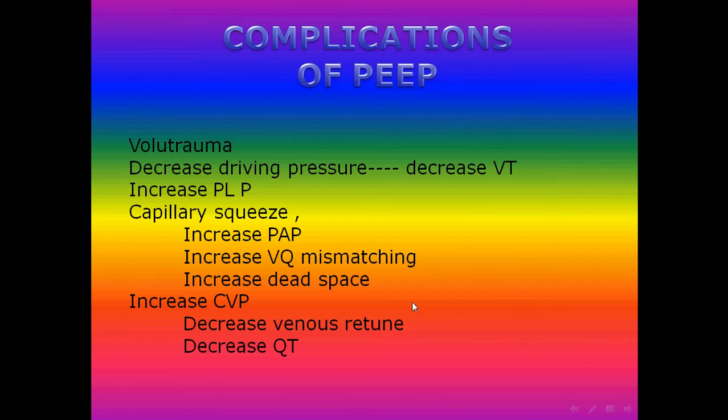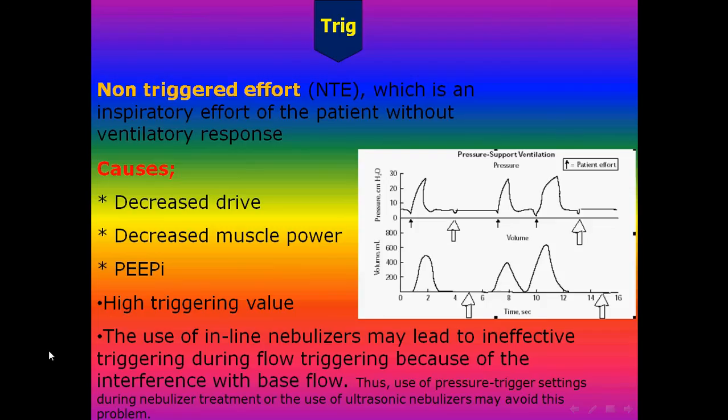Complications of PEEP: volutrauma. This is usually intrinsic PEEP. Decrease the driving pressure and decrease the volume. Increase the plateau pressure. Capillary squeeze. Increase pulmonary artery pressure. Increase V/Q mismatching. Increase dead space. Increase CVP. Decrease venous return. Decrease the cardiac output. So these are the complications.